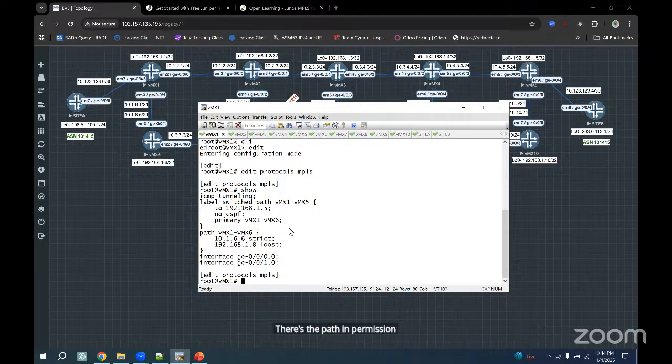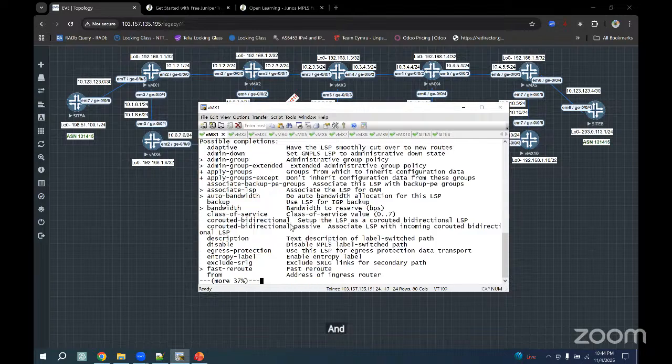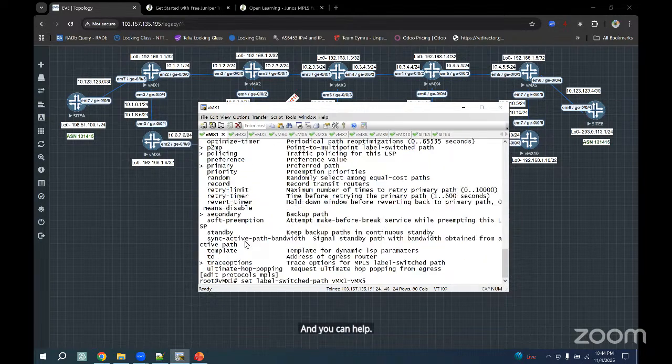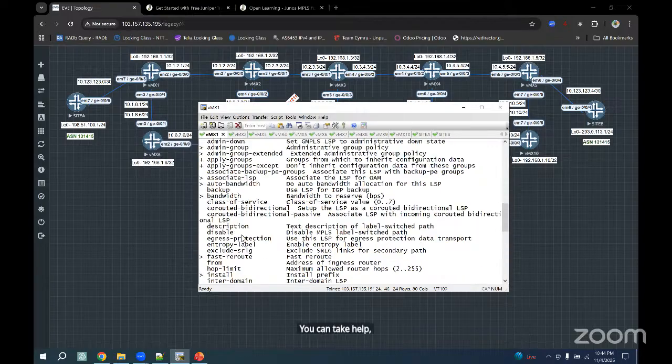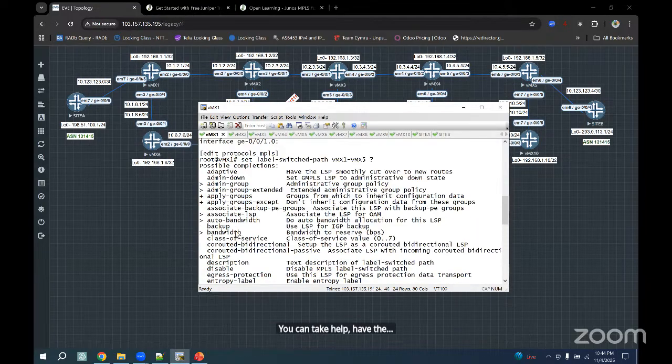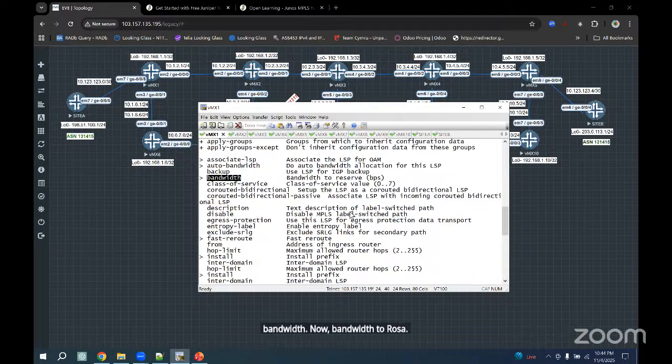Okay. So now we need to configure the LSP reservation. Okay. BMX1 to BMX5, and you can take help from the bandwidth. The bandwidth to reserve.